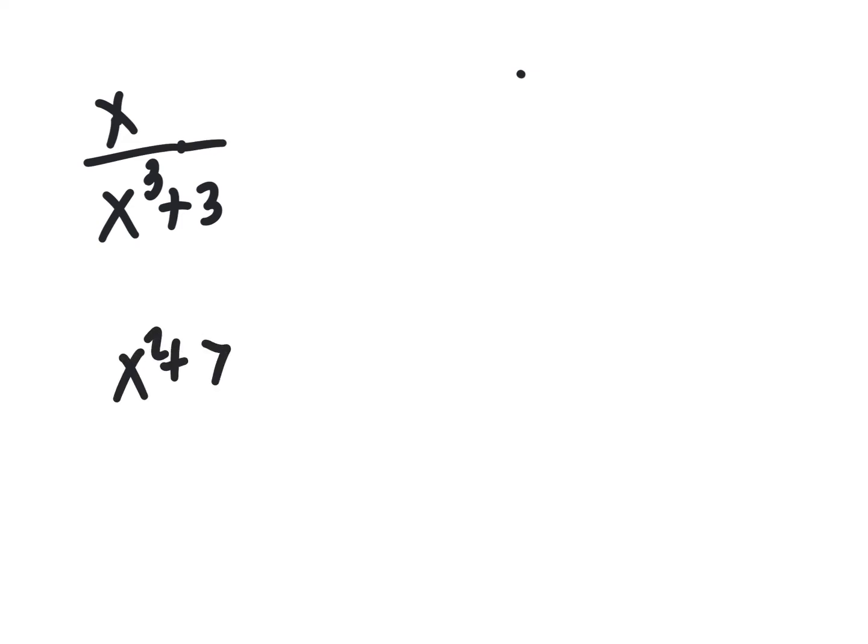Bigger on bottom would look like this. X over x to the third plus 3. That's bigger on the bottom. Bigger on the top. Or same on both.